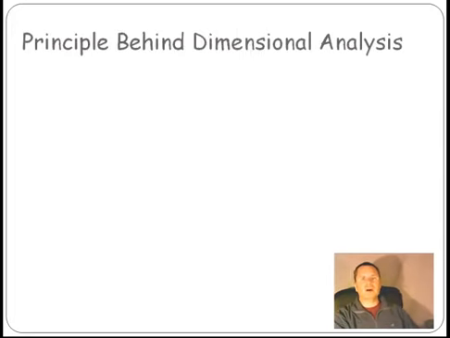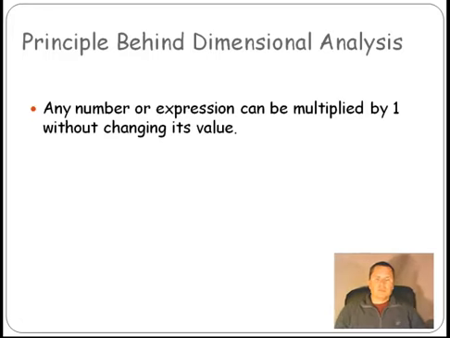So let's talk about the underlying principle behind this. And that is that any number or any expression can be multiplied by 1 without changing its value. And that's what we're going to be doing, finding a way to multiply by 1. For example, 6 times 1 is 6, 10,000 times 1 is 10,000, 1,000,000 times 1 is 1,000,000.